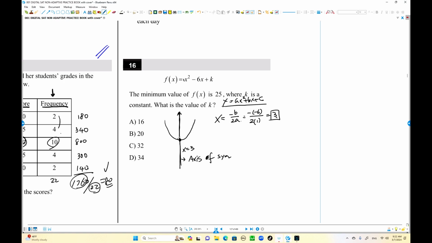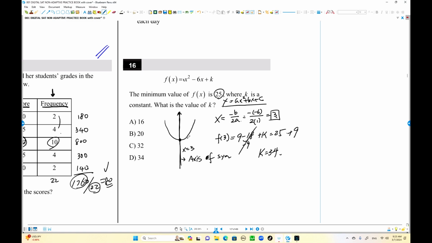The y coordinate of the vertex is the minimum, right? So put this number in there, f of 3. How about this one? 9 minus 6 times 3 is 18, and plus k. This equals, given by here, the minimum value is 25. This is a negative 9, right? So plus 9 on both sides, k equals 34.